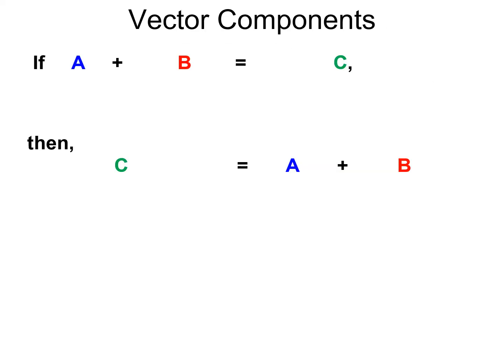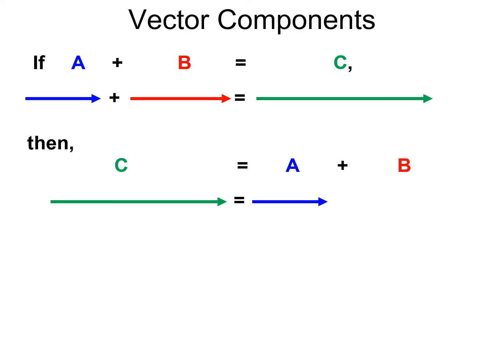So let me show you where we are going with this. You are no doubt familiar with properties of equality from math, such as if A plus B equals C, then C equals A plus B. It doesn't matter which way you write it. But what if those letters represented vector arrows? If A plus B equals C, then C equals A plus B.